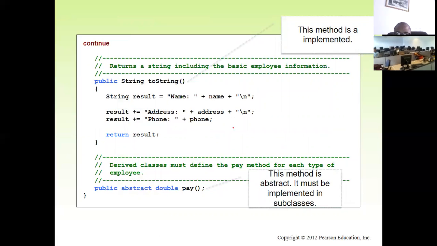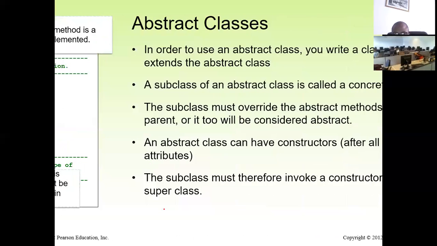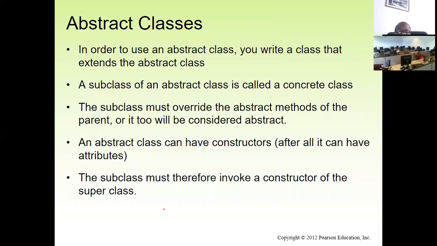We also have a method called toString, which we implement fully. However, we have an abstract method here called pay. So this method is abstract, which means that it must be implemented in any class that implements this abstract class, or extends it. So in order to use an abstract class, you write a class that extends the abstract class. You use the same keyword extends as you did with what we call a concrete class. Now, the subclass must override the abstract methods of the parent, or it too will be considered abstract.